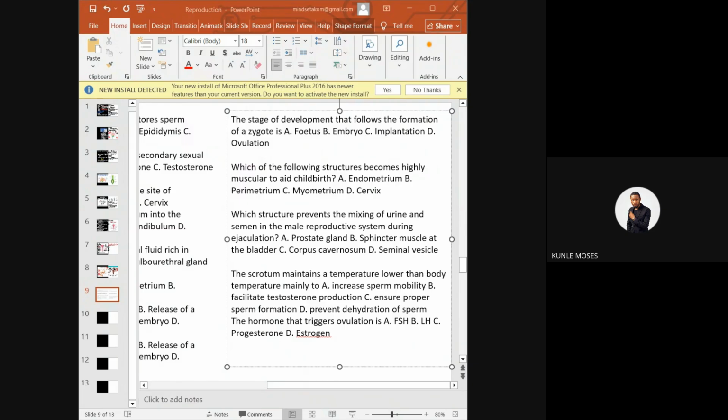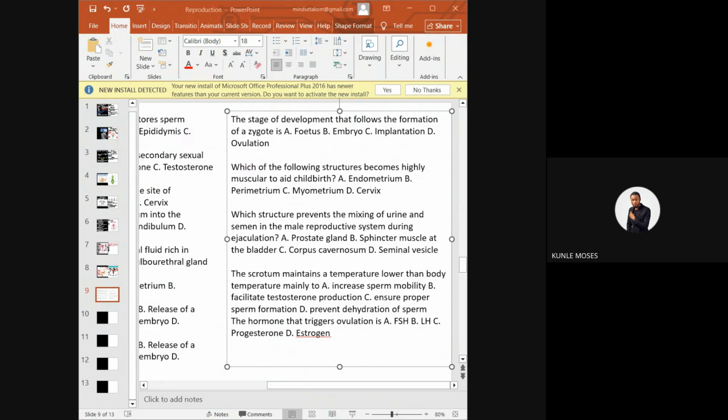Uterine ligament is a support structure, it's not a connecting structure. So it is the fallopian tube. They just want to use English to confuse you. They are talking about connecting; the fallopian tube helps to transport the egg from the ovary to the uterus.